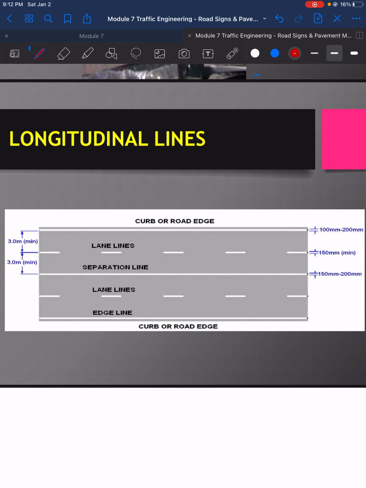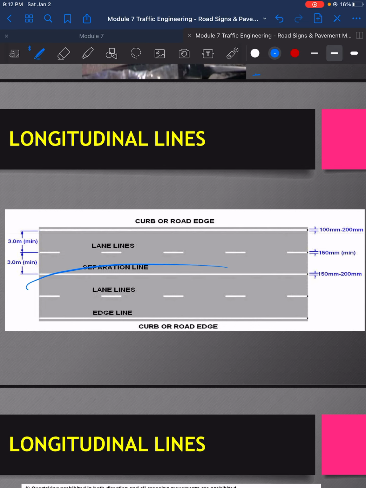So here it is. This is the separation line as was indicated, and these are the lane lines. So yan sa taas, meron din dito sa kabilang side, and these are the dimensions commonly used when marking the road. So for the edge line, we call this the edge line, we have 100 mm to 200 mm width. Then for this lane lines, we have the 150 mm minimum. Then we have the separation line, we have 150 mm to 200 mm dimension.